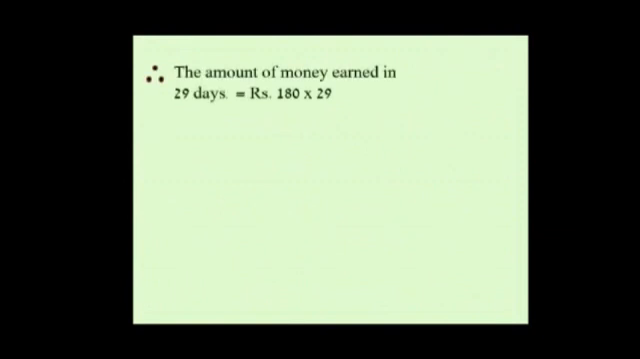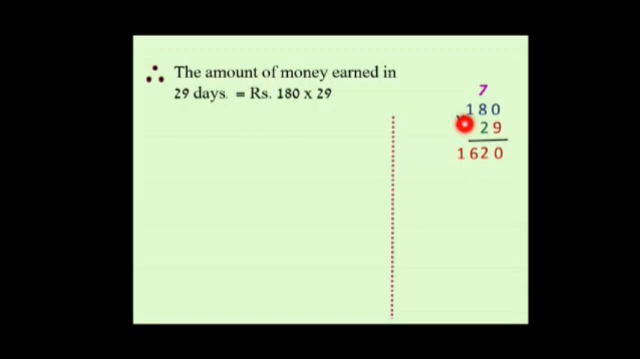So what to do? We have to find out the amount of money earned in 29 days. So we will multiply this 180 by 29. Right? Let's multiply here. 180 multiplied by 29. So here 9 zeros are 0 and 9 8s are 72. 7 we will write here. Then what to do?